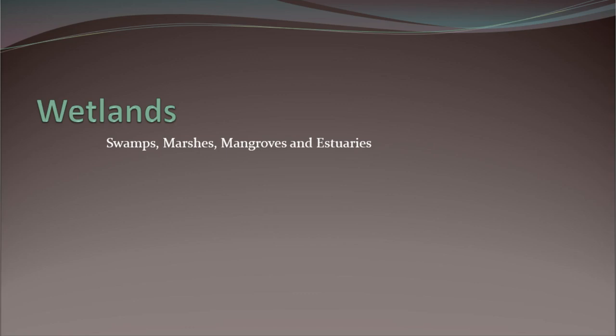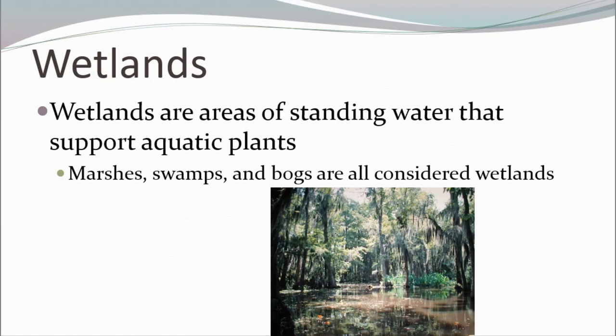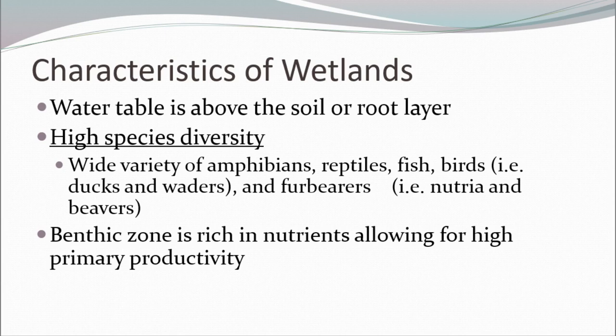When we talk about a wetland, we're basically talking about an area of standing water that is supporting an aquatic plant. So basically, you have what we think of as being terrestrial plants, but they are sitting in a shallow area. Marshes, swamps, and bogs are all wetlands. And wetlands are areas where the water table is above the top of the soil or the root layer. They're no different than lakes or rivers in terms of where the surface is in relation to the water table. The difference is that wetlands are always shallow, and they have an amazingly high species diversity.